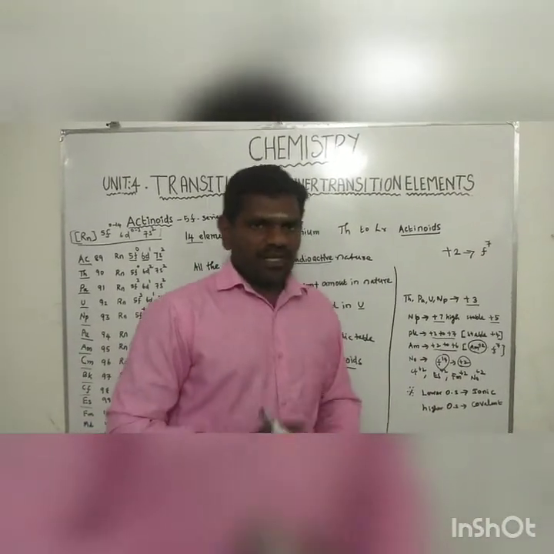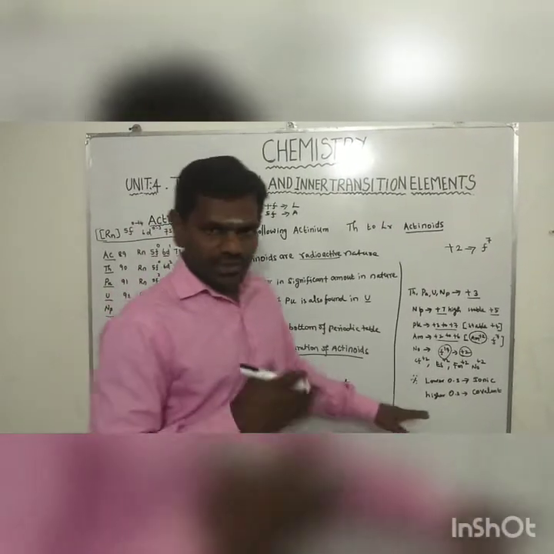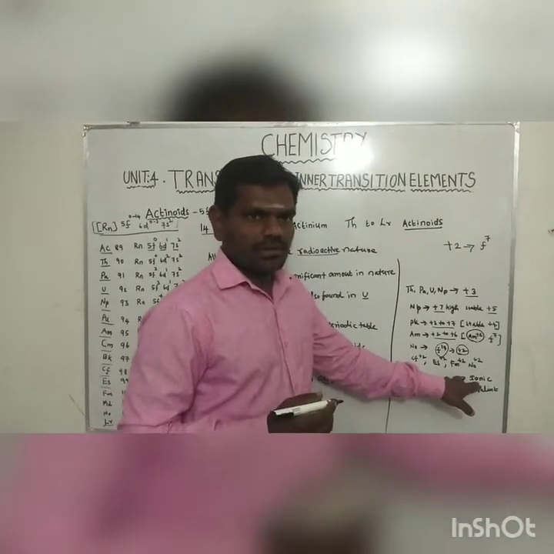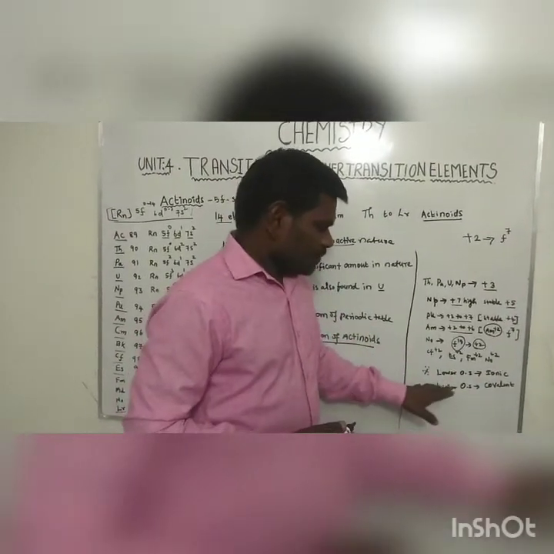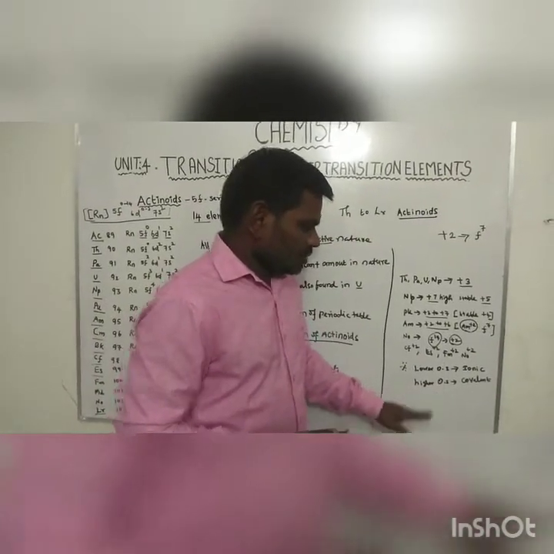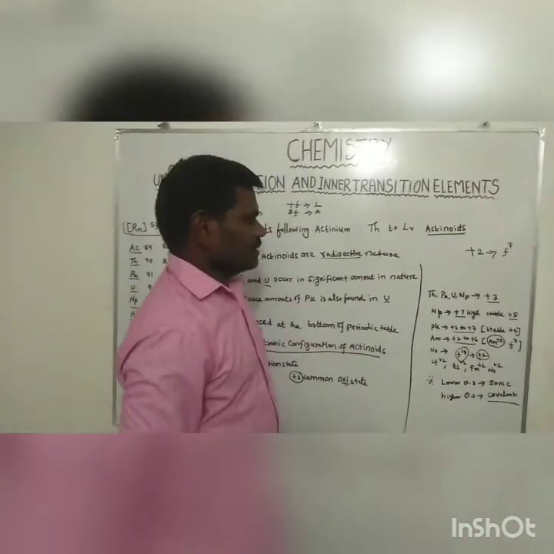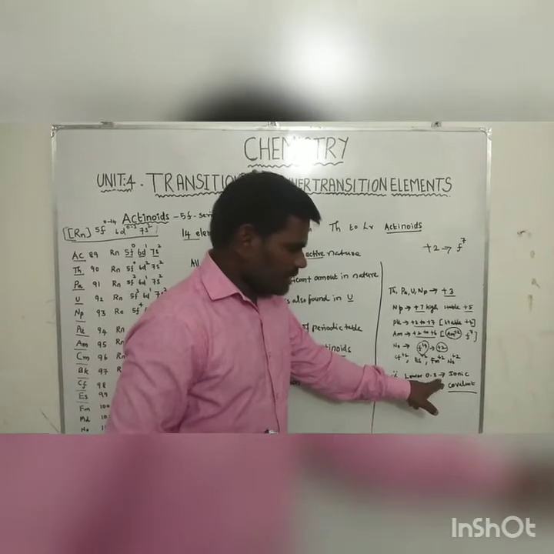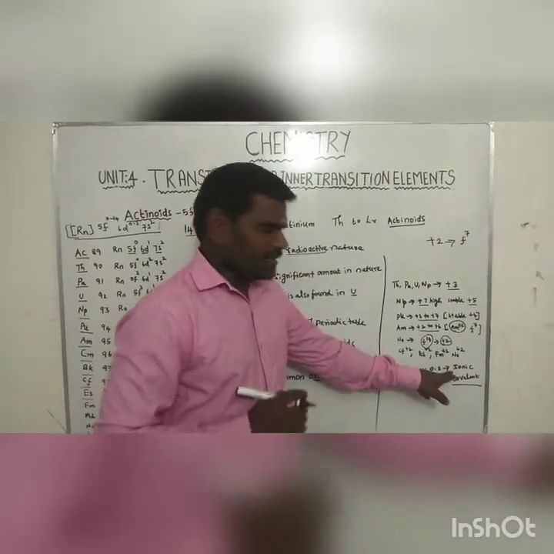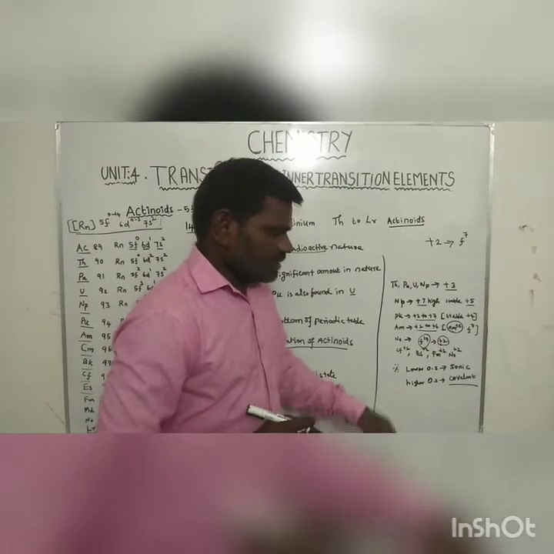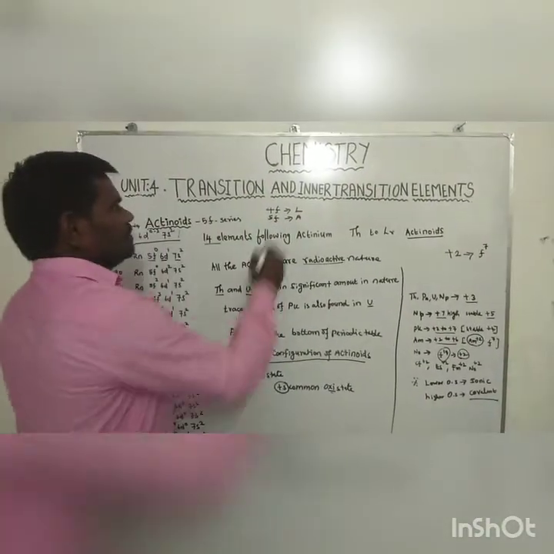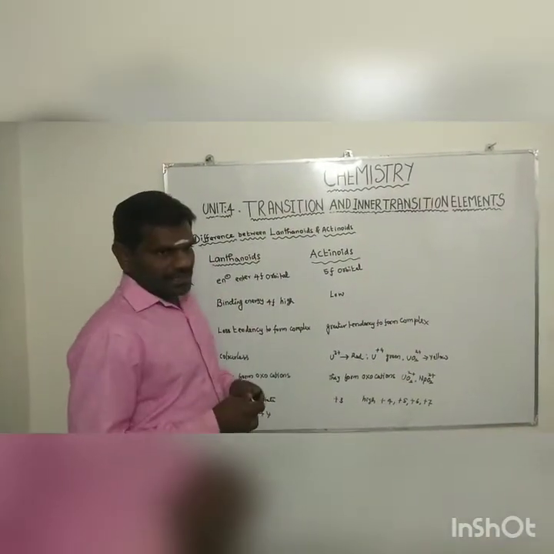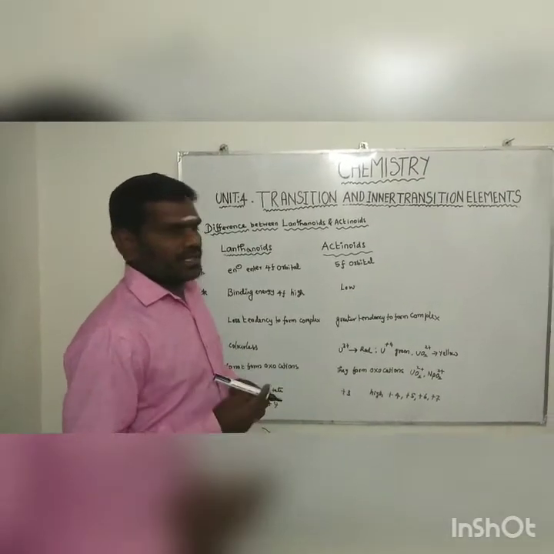From this data we learn about oxidation states: lower oxidation states exhibit ionic character, but higher oxidation state compounds exhibit covalent nature. It's a very important point. The lower oxidation state elements exhibit ionic character, but higher oxidation state elements exhibit covalent character. Next is the difference between lanthanides and actinides. So what are the differences between lanthanides and actinides?